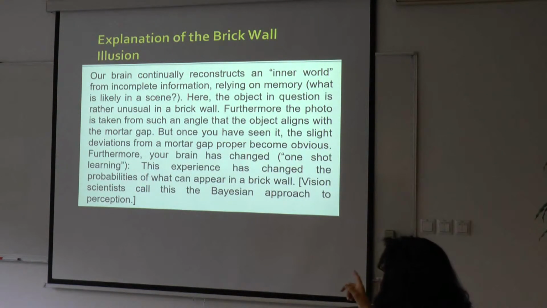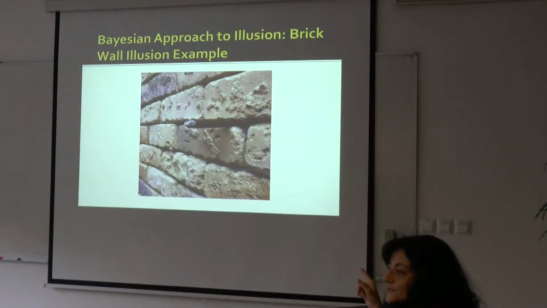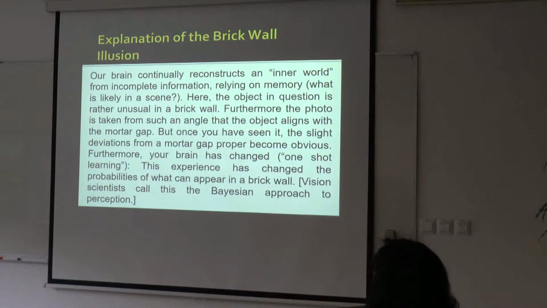Our brain continually reconstructs an inner world from incomplete information, relying on memory and what is likely in a scene. Here, the object in question is rather unusual in a brick wall. Furthermore, the photo is taken from such an angle that the object aligns with the mortar gap. But once you have seen it, the slight deviation from a mortar gap proper becomes obvious. You cannot unsee it. Now, do you see the cigar? No. Still no. Okay, you're an unusual... Bad vision. Yeah, bad vision.